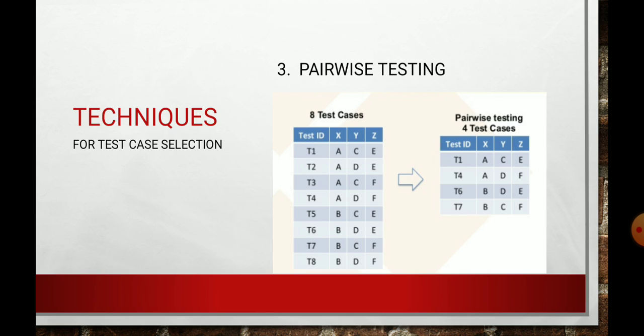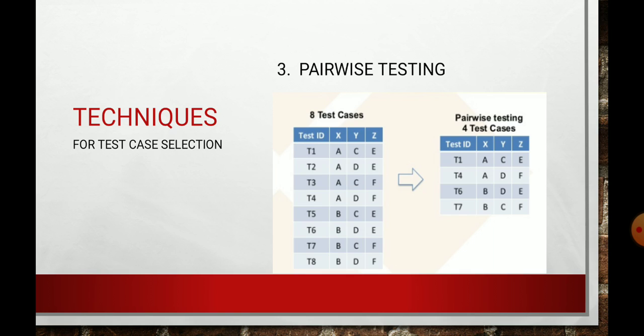Now let's see the example. Here, we have 8 test cases in the first table. So, X, Y, Z are the parameters and T1 to T8 are the 8 test cases. X, Y, Z parameters have different values in different test cases. So, if you look carefully, we can reduce these 8 test cases to 4 test cases according to pairwise testing. Let's see the test case T1. It has the input values A, C and E.